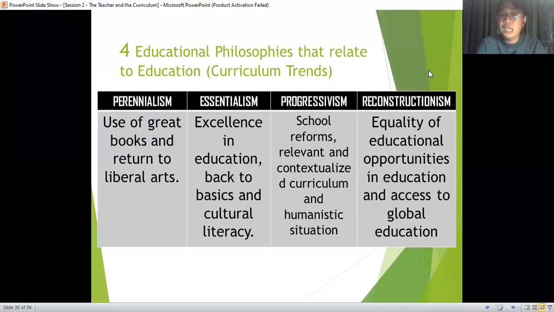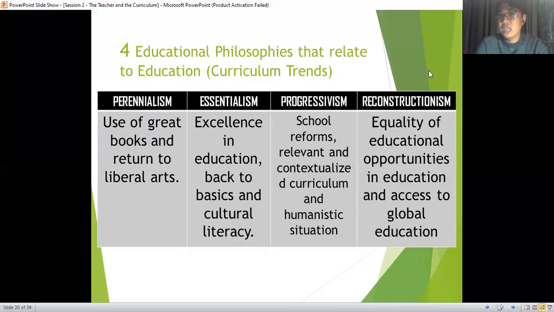Reconstructionism, there is equality of education opportunities and access to global education. I'd like to emphasize the last two words, global education. Because we are presenting social issues, everything about the society, social problems, existing social topics, nasusolusyonan na pwedeng i-innovate, pwedeng i-modify. That's why we emphasize global education under Reconstructionism. Global education because it's about the society.